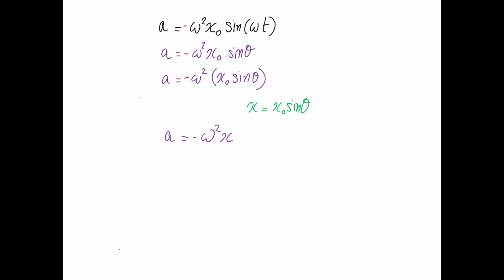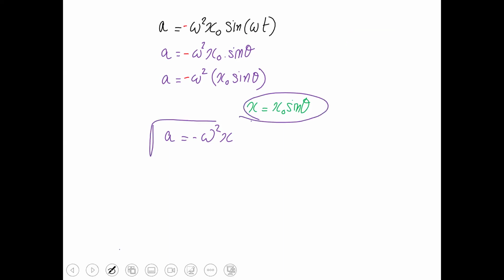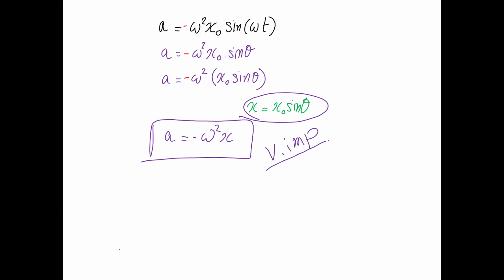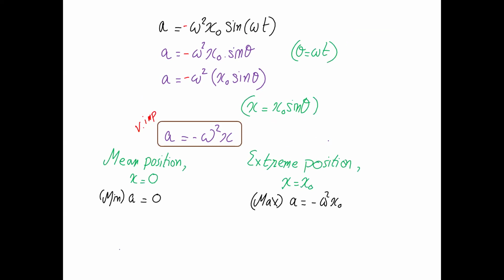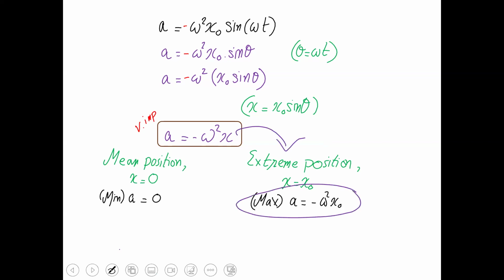A is equal to omega square x naught sine omega t. So when you simplify and you put this value, you get a very important equation, which is the main equation of this chapter, which actually controls this chapter. A is equal to minus omega square x. Now it has two possible extensions, one on the mean position where acceleration becomes 0, and one on the extreme position where the acceleration is minus omega square x.